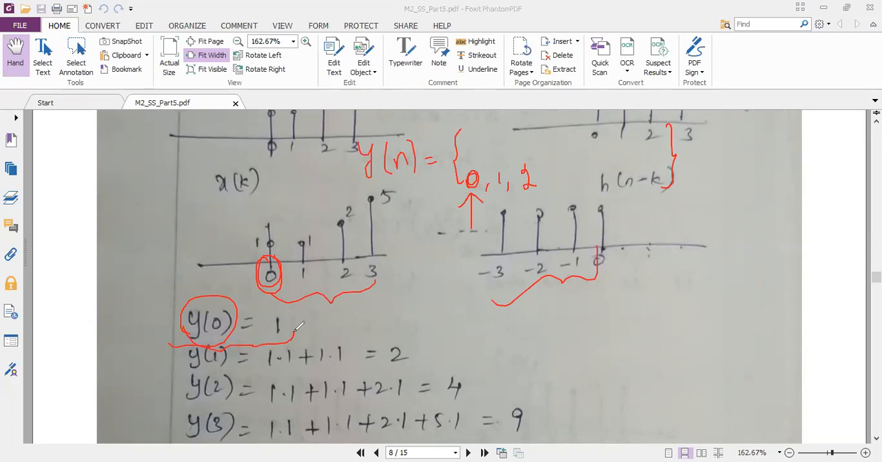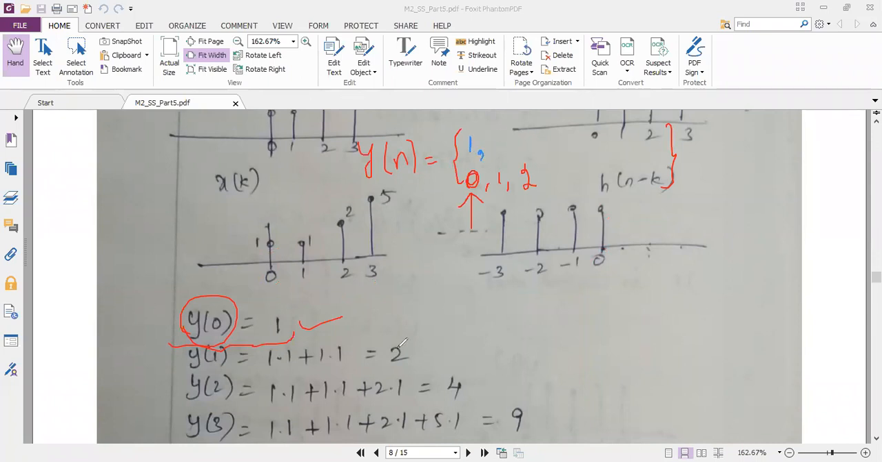Yes, ma'am. So can I directly multiply it now? The common position is at n is equal to 0 only, where I have some amplitudes. So 1 into 1. 1 into 1 is 1. So my output y of 0 is 1. I will write my output here as 1. This is my output 1.